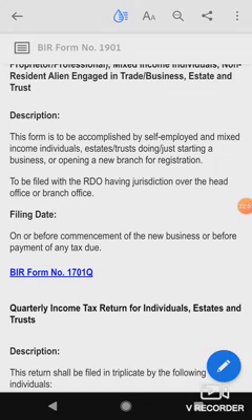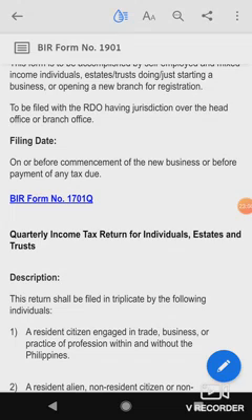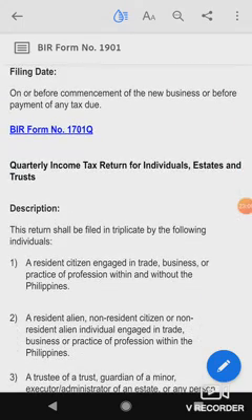This is to be filed with the RDO, Regional District Office, having jurisdiction over the head office or branch office. When to file: the filing date is on or before the commencement or the beginning of the new business, or before payment of any tax due.